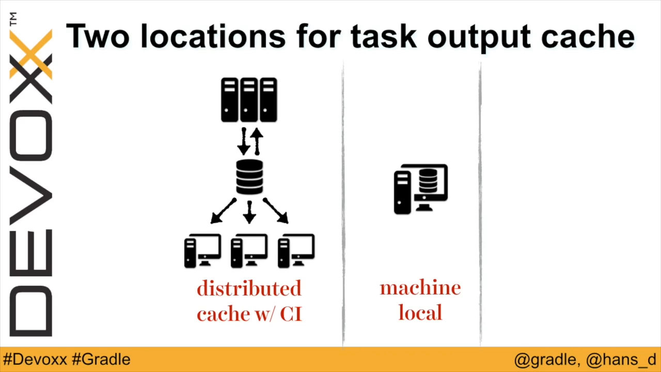And then the other cache instance, which is optional, is on your machine, to reuse output, for example, when you switch between branches. It is for that use case.